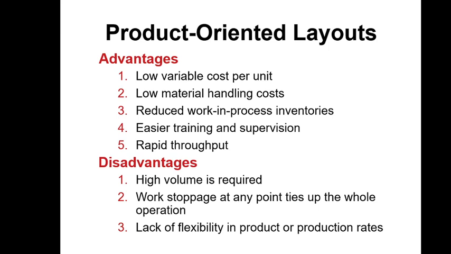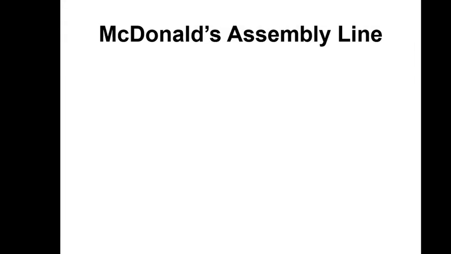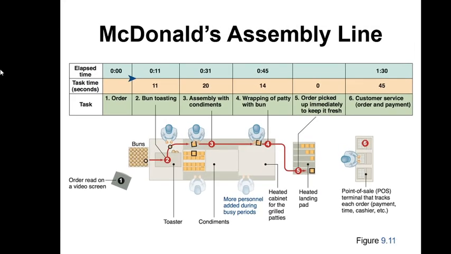Your fixed cost, your investment in the equipment, is high. That's why you have to assure that you will always have high volume, because the rate of production, the daily, weekly or monthly production, is not flexible, unlike the process-oriented layout. Let's see, for example, a service company, McDonald's.